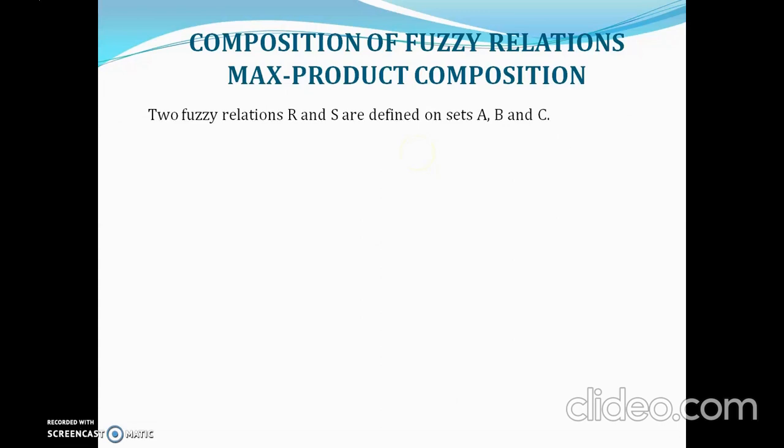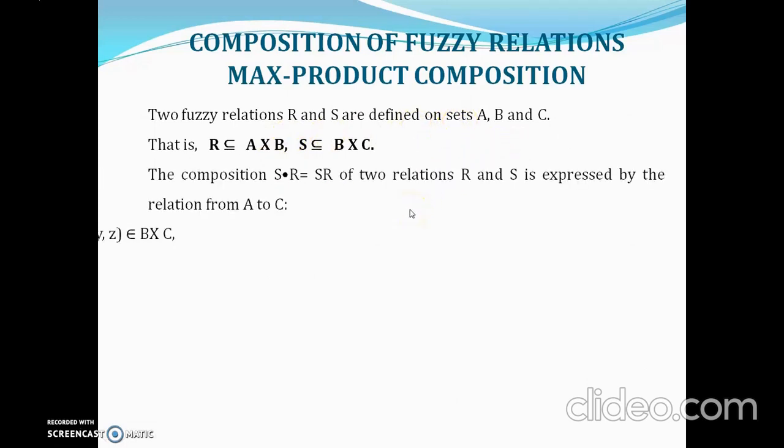Two fuzzy relations R, S are defined on the fuzzy sets A, B, C. R is the Cartesian product of A cross B. S is the Cartesian product of B cross C. Now we are going to compose the R and S. Indirectly it composes the fuzzy sets A, B, C into one relation. The solid circle indicates we are dealing with the max product. If it is a hollow circle, we are dealing with the max min.